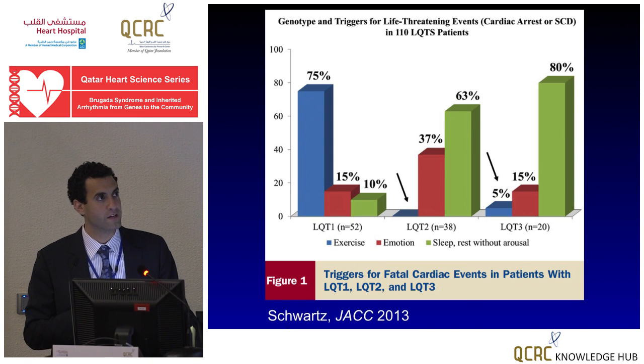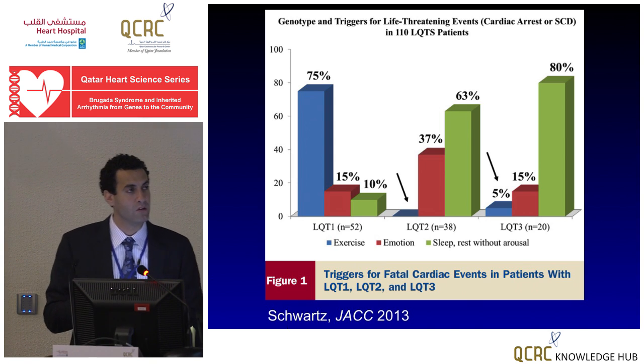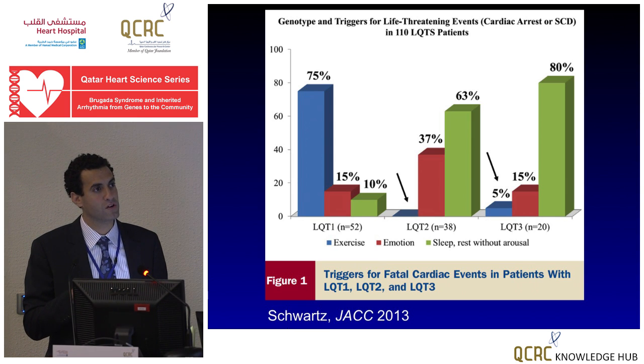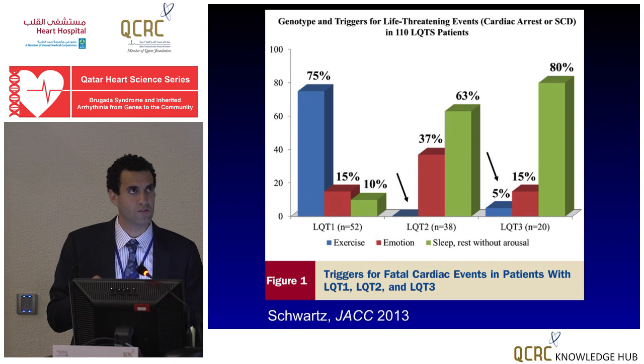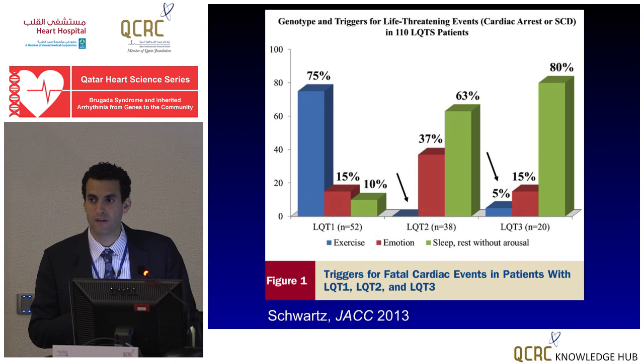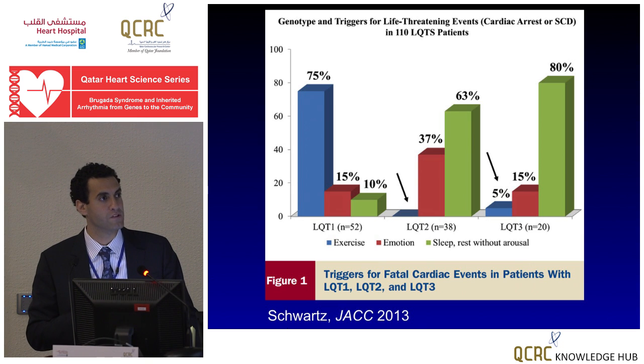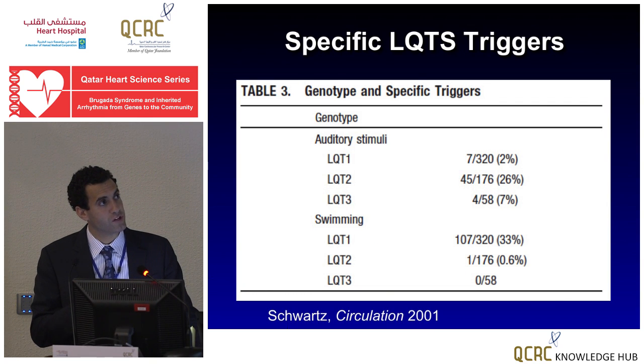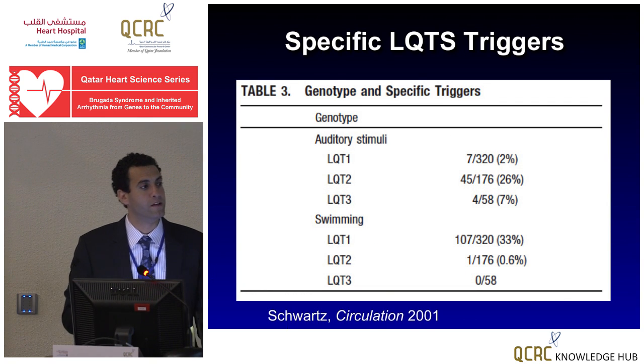Emotion-related and sleep-related triggers are much less common. Long QT3, you see that emotional triggers tend to be a little bit higher, as do sleep triggers. Long QT3 is certainly characterized by sleep-related events. And again, this relates to the specific currents that we're talking about. Just looked at a little bit more in depth here.